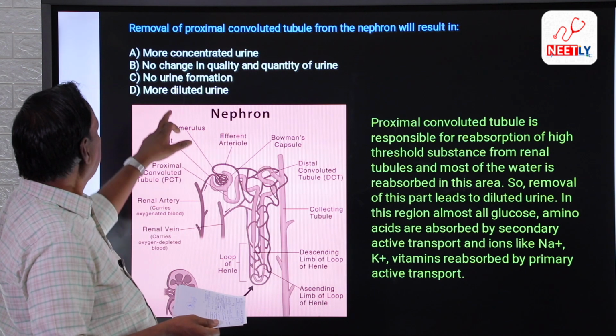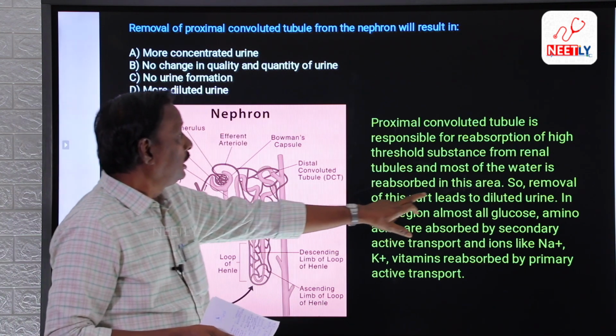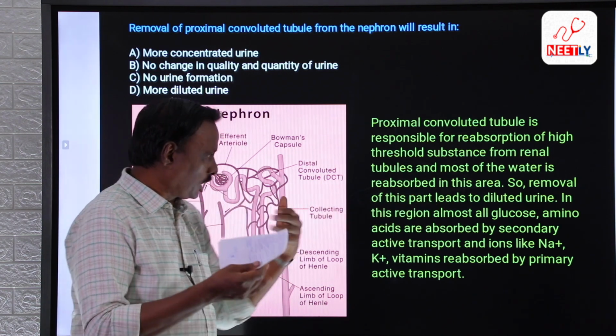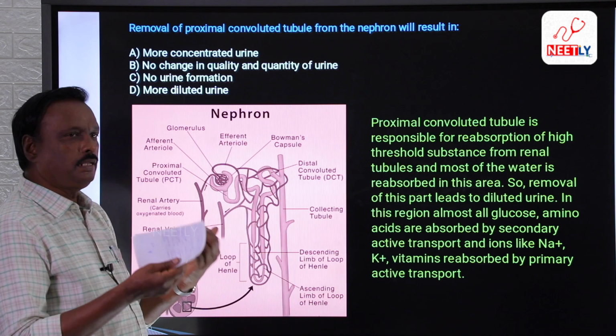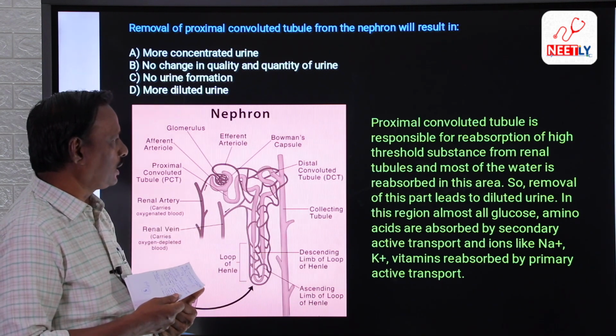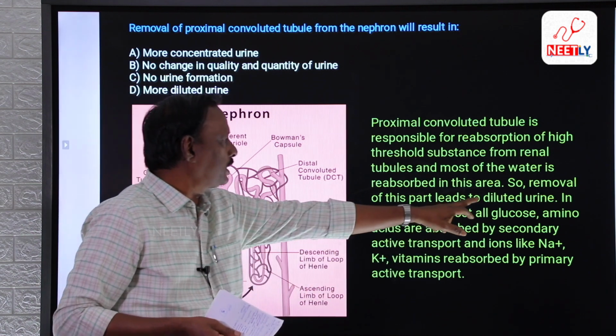So that is the correct answer. D is the correct answer, because if this part is removed, there will not be reabsorption of water. So when there is no reabsorption of water, then it leads to more diluted urine.